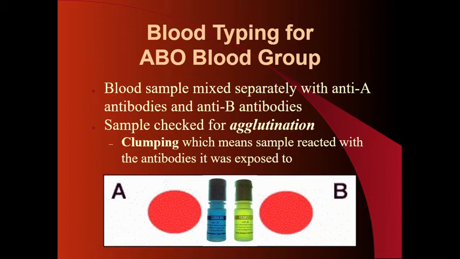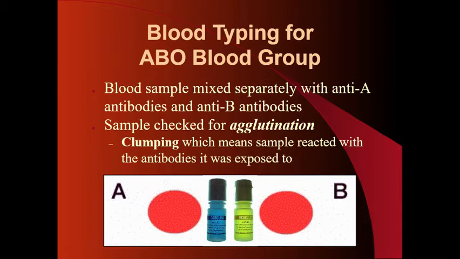In terms of blood typing, a blood sample from an individual is mixed separately with anti-A antibodies and anti-B antibodies, and then the sample is checked for agglutination. Agglutination is clumping, which means that the sample reacted with the antibodies it was exposed to.